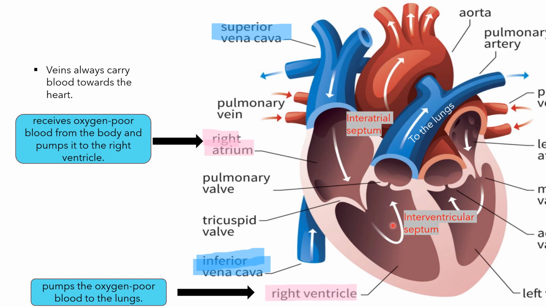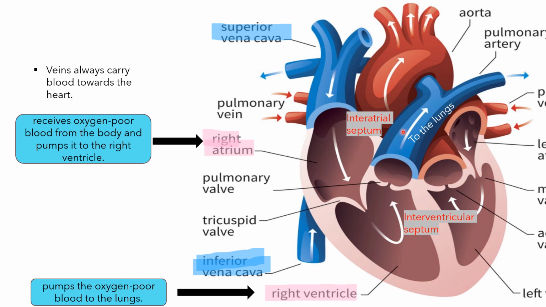So when the right ventricle receives the blood, it will pump the oxygen-poor blood to the lungs through the pulmonary valve and into the pulmonary artery and into the lungs, where it picks up the oxygen. Because the blood that we receive at the right atrium is oxygen-poor blood, it needs to go to the lung first to pick up the oxygen.